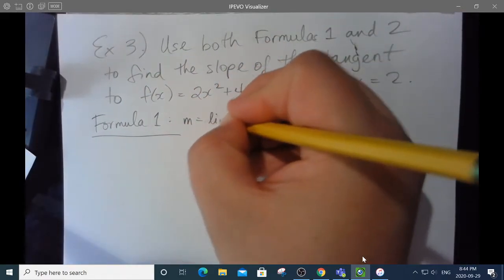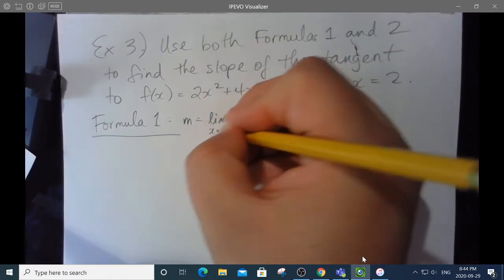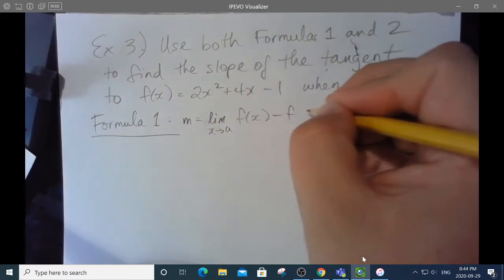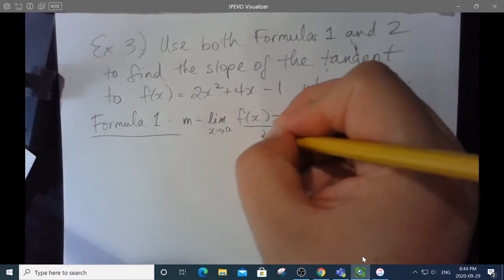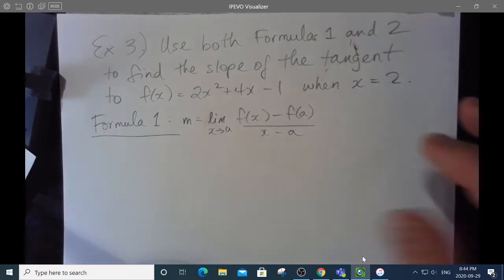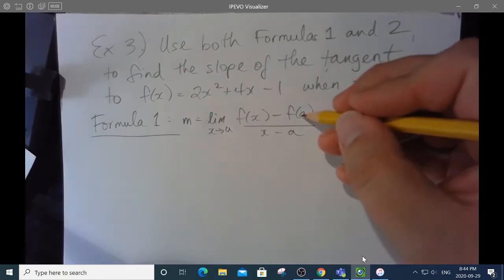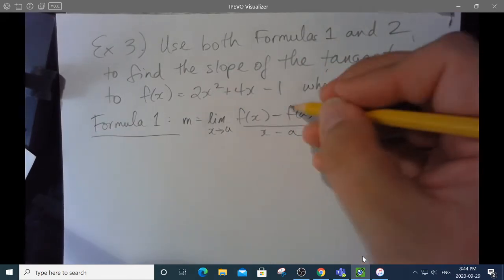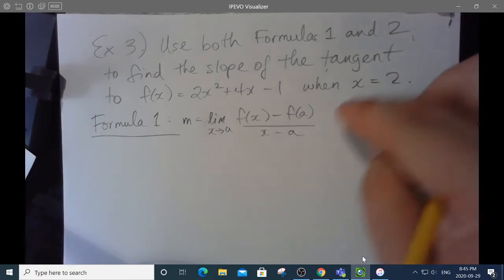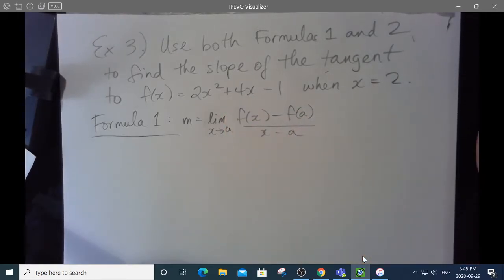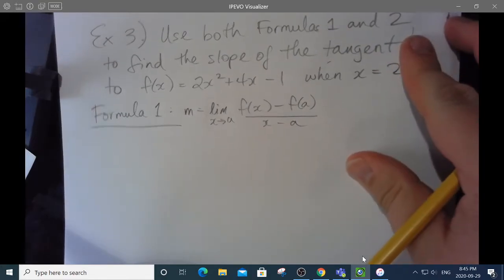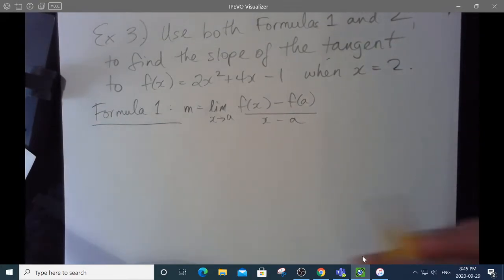It's the limit as x approaches a of f of x minus f of a, all over x minus a. There, that's the formula. So, what do we need to know? We need to know f of x. We've got that. We need to know a. We've got that. But we also need to know f of a. So, you have a choice. You can either do f of a in the formula, or you can figure it out separately. I'll do it in the formula so that I remind you again to watch for your negatives.